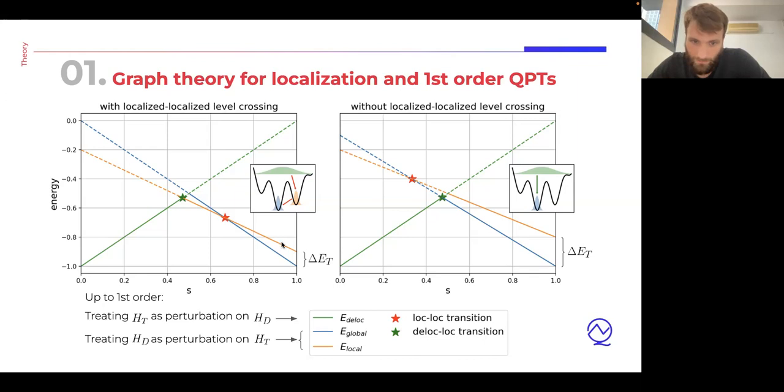Obviously, if the lines describing the energies of the local and global minimum never cross, then we're not going to get one of these localized transitions. But even if they cross, there may be scenarios where that would still not give us the first order transition, namely because the system is still delocalized when these lines cross. So by the time the system localizes, the global minimum energy will be below the local minimum energy, and hence we would never observe this localized transition.